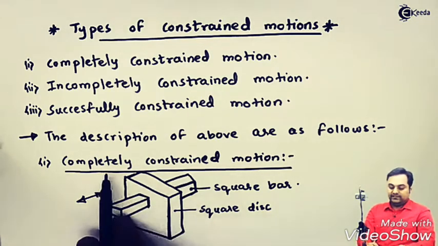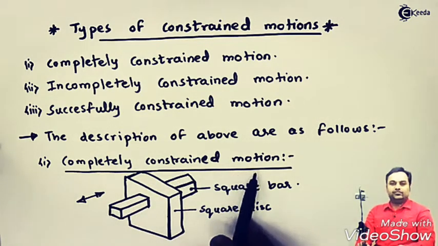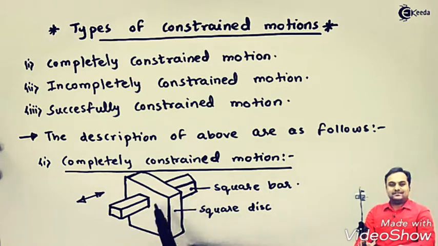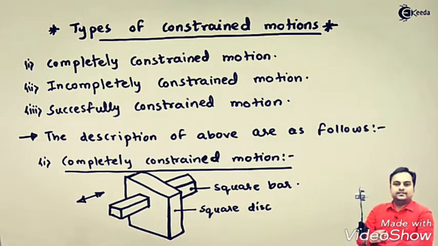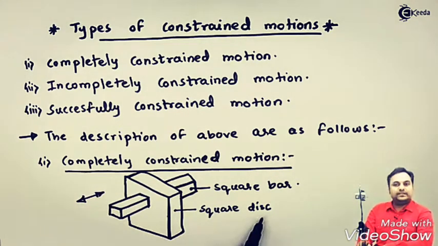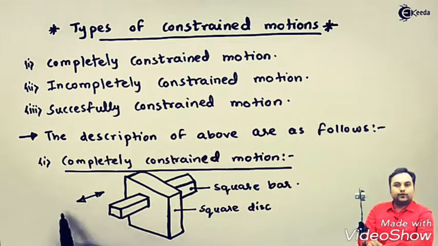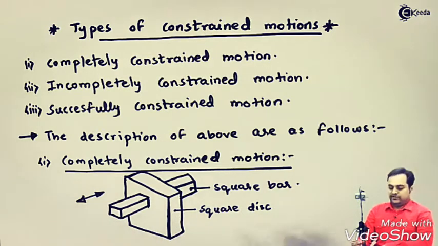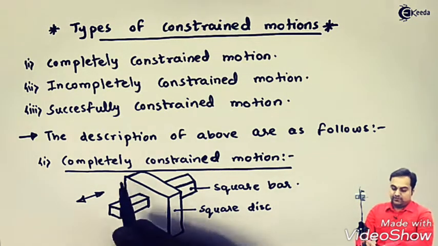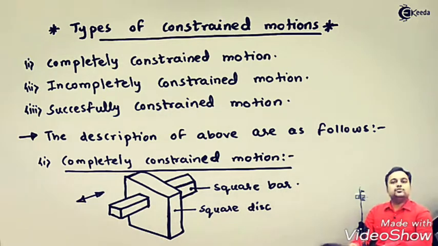So we can say that here the motion is completely constrained because only translation is there. Because if we try to rotate, this square bar will not rotate inside a square disc. It will only reciprocate. So whatever is the direction of applied force, the square bar will only reciprocate inside the square disc, and so the motion is completely constrained motion. This we have understood with a diagram.